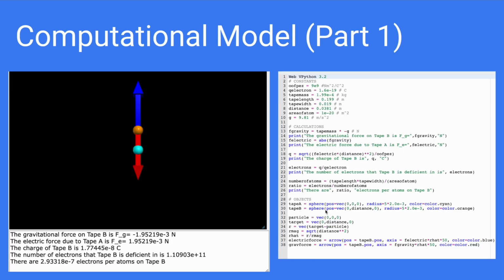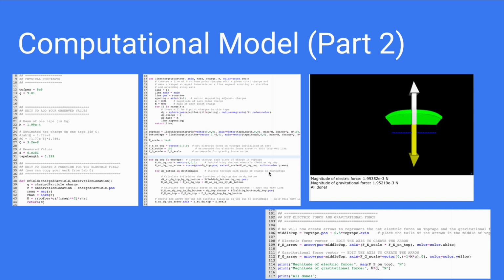So in the computational model, my number for the charge of the tape was 1.7745 times 10 to the negative 8 coulombs, which is pretty similar to what I got for my calculated value. It's a little bit less than what I got, but I'm just going to assume that's from rounding errors due to the calculator. But here you can see that the electrical force and the gravitational force are equal in magnitude and opposite in direction. This orange dot here is tape B, and this cyan dot is tape A.